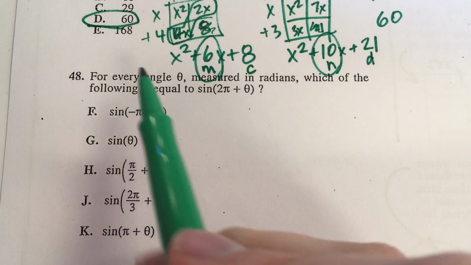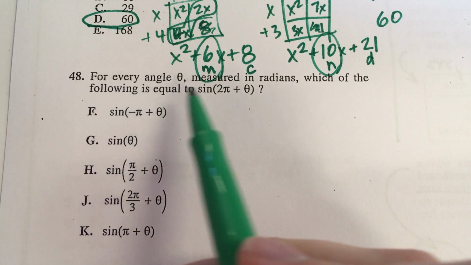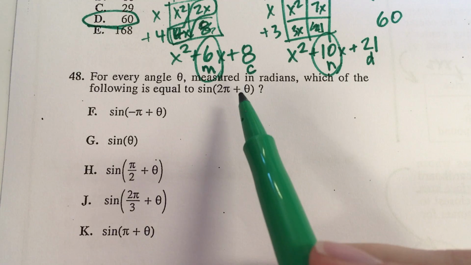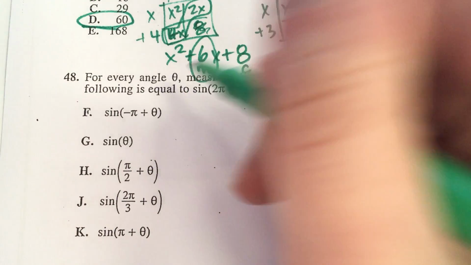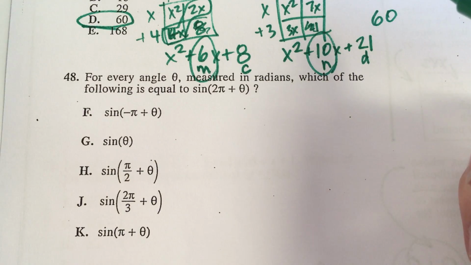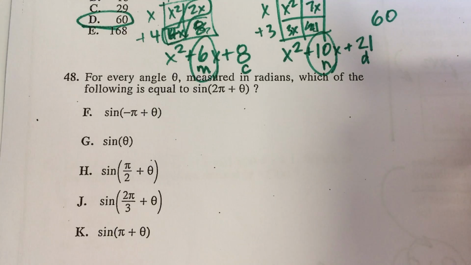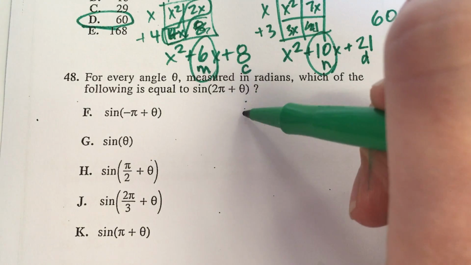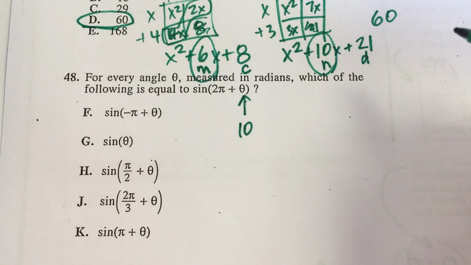All right. Just wrote on this one. So for every angle theta measured in radians, which of the following is equal to sine 2 pi plus theta? So theta is just like x, right? Anytime we see theta, we can just have an x in it. And x can be any number that we want. So let's call it 10.